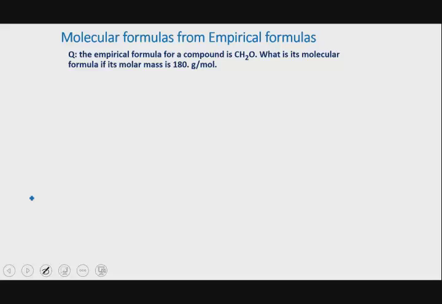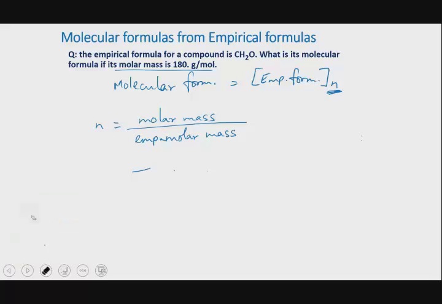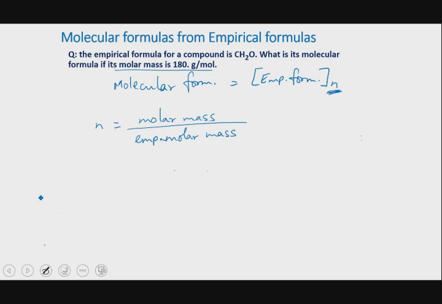Now once again, remember, the molecular formula of a compound can be determined from the empirical formula by multiplying the empirical formula by an integer value n. n is calculated by dividing, in this case, since molar mass is given, the molar mass of the compound by the empirical molar mass. How do I figure out the empirical molar mass? It's not given to me. Exactly. The empirical molar mass can be calculated from the empirical formula.